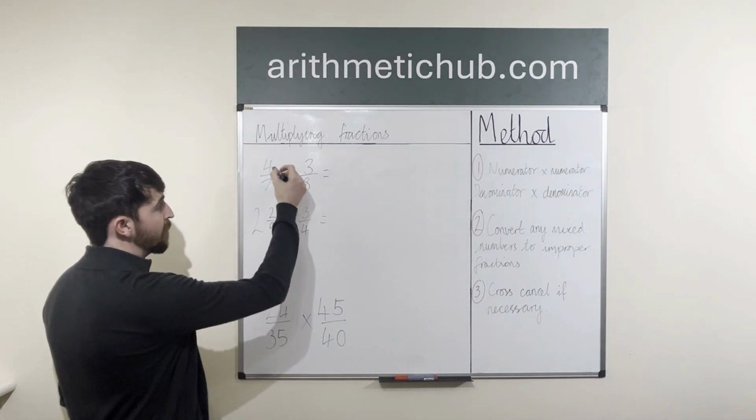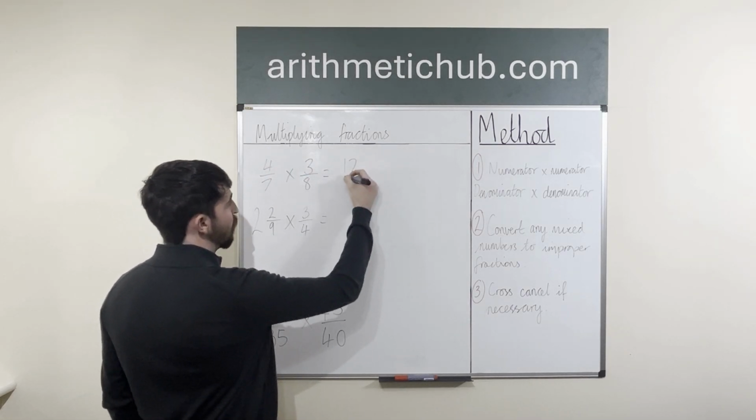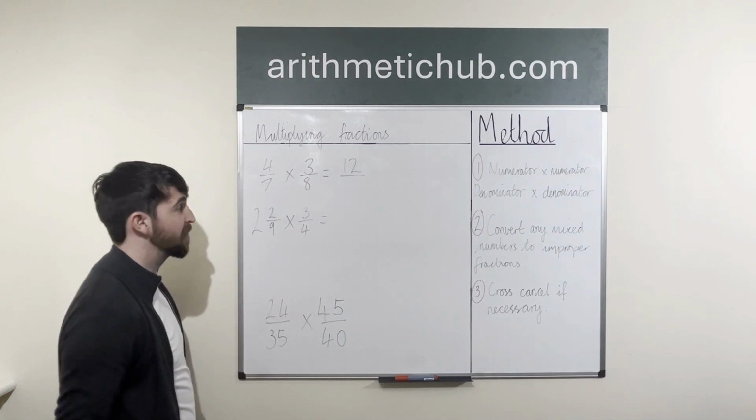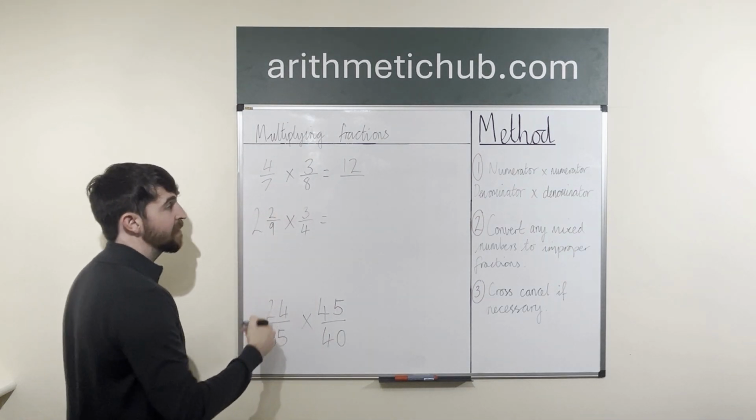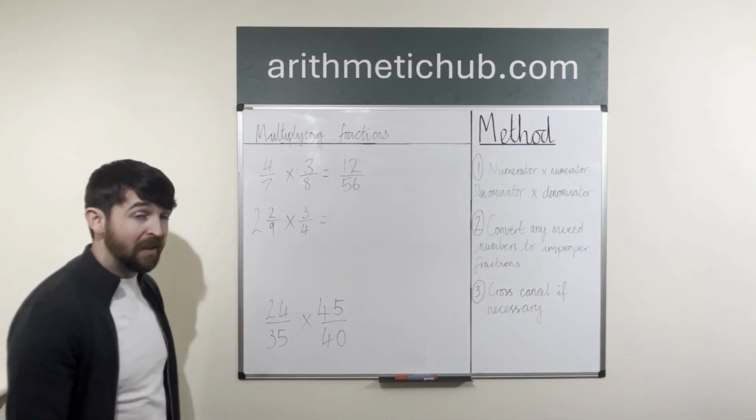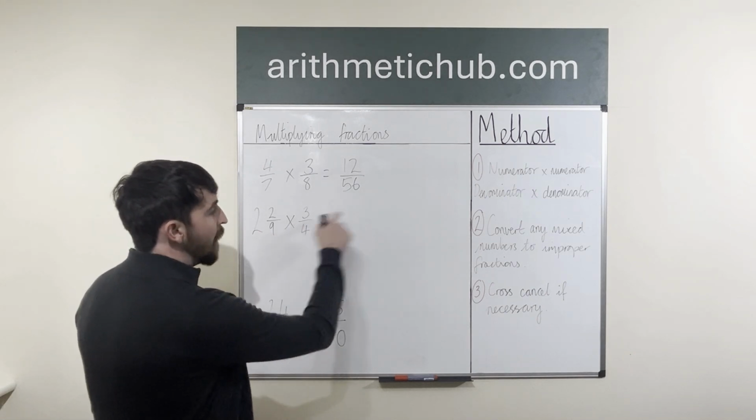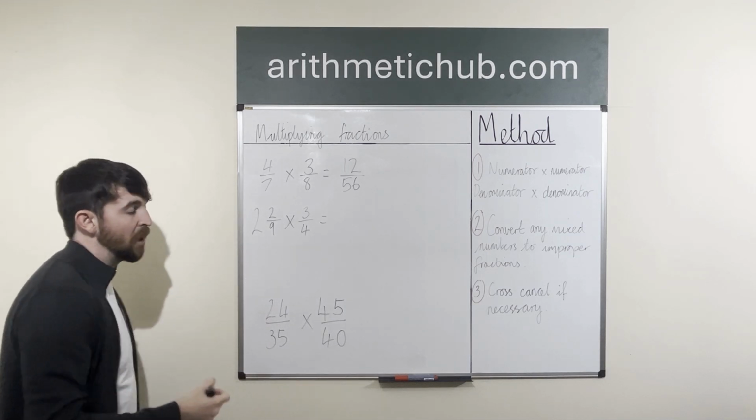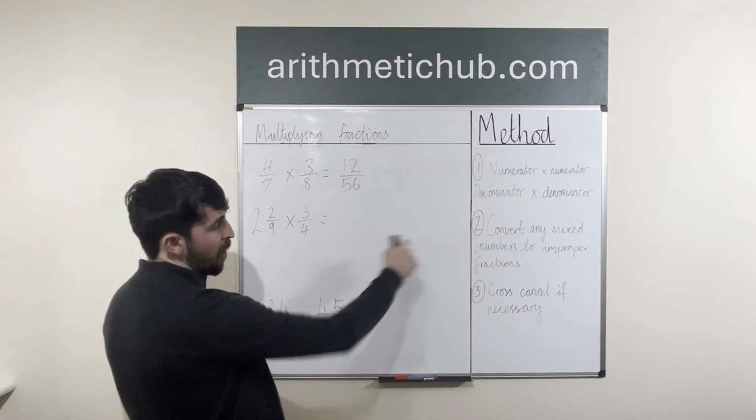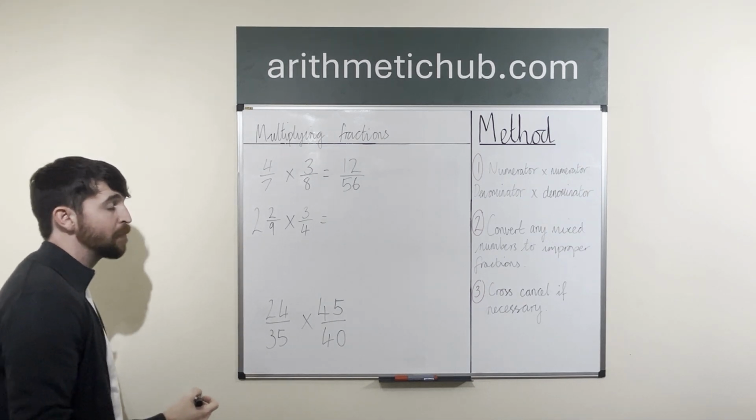All we would do is numerator times numerator, 4 times 3 is going to give me 12. Denominator times denominator, 7 times 8 is going to give me 56. That's as simple as it gets when we're multiplying fractions, okay? Now, there are some different parts to this method as well, with a little bit more that you can add to it. So, for example, part 2 here says, convert any mixed number to improper fractions.